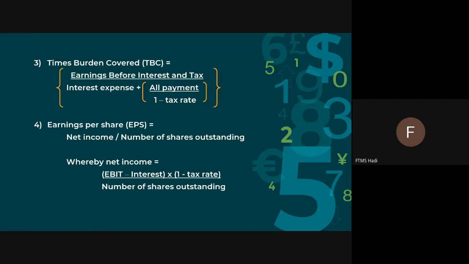And then earnings per share is net income divided by number of shares outstanding. This is to calculate net income: EBIT minus interest, multiplied by 1 minus tax rate, because this is derived from the income statement. EBIT minus interest becomes earnings before tax, and then multiplied by 1 minus tax rate, you will get net profit. Then divide by the number of shares outstanding. Number of shares outstanding means how many shares the company has.